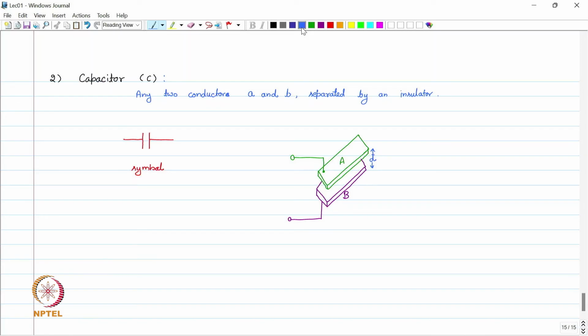So, we have a voltage applied across it, VAB, between plate A and B, and there will be a current flowing inside this structure, and the potential is built up like this. So, this is the capacitor.